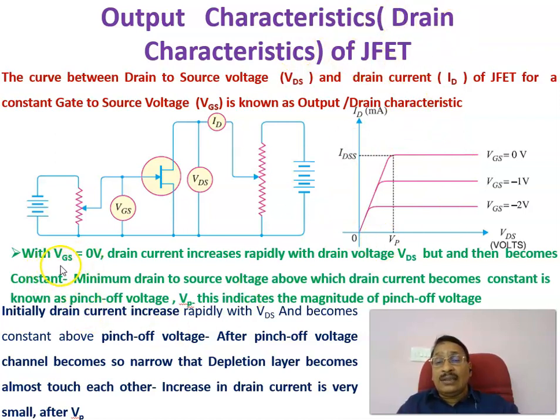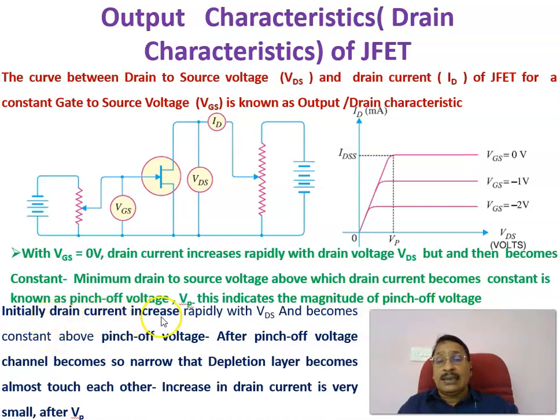With VGS equal to 0 volt, drain current increases rapidly with the drain voltage VDS, but then it becomes constant, and the minimum drain to source voltage above which the drain current becomes constant is known as the pinch off voltage. The magnitude of VP is the same as this one, but the sign will be different. For an N channel FET it will be minus, and for a P channel FET it will be plus. This indicates the magnitude of the pinch off voltage.